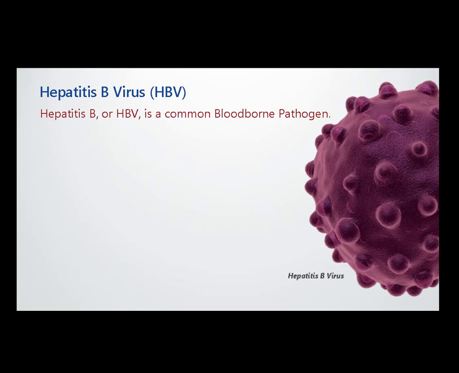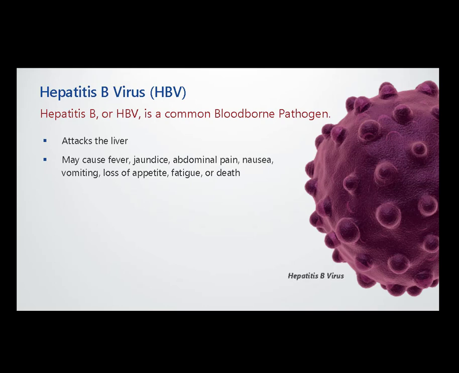The hepatitis B virus, or HBV, is a common bloodborne pathogen that attacks the liver, causing inflammation. It may cause fever, jaundice, abdominal pain, nausea, vomiting, loss of appetite, fatigue, or in rare cases, death. The disease may last just a few weeks, but in some cases can become chronic or long-term. Chronic infections can lead to serious conditions such as cirrhosis or cancer of the liver.